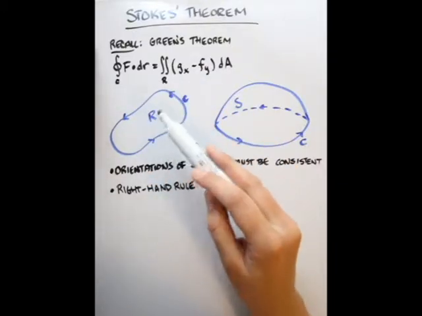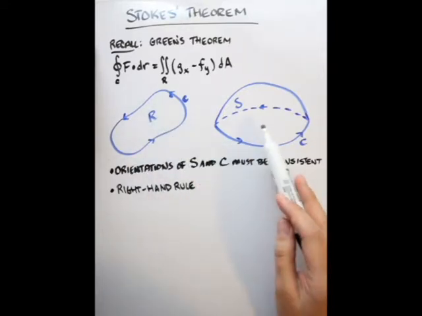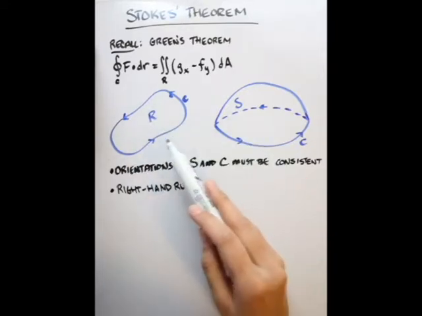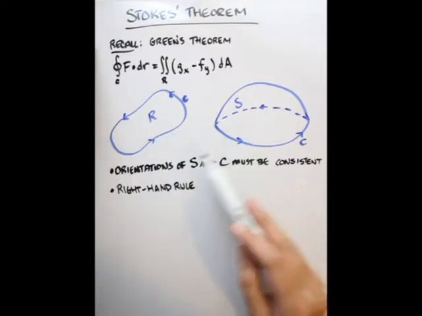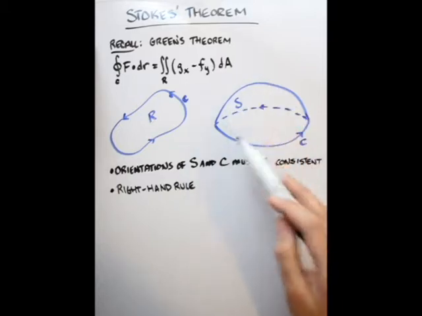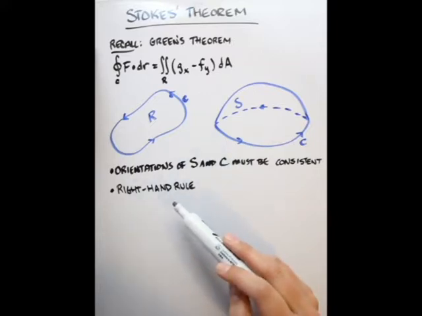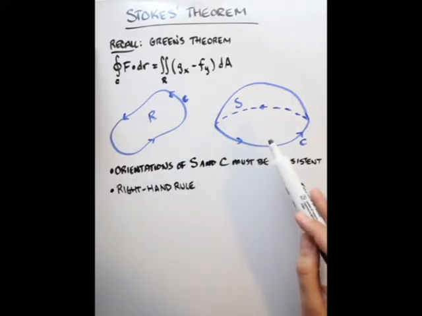What happens is our region R becomes an oriented surface in R3, and we have to maintain this orientation. The orientations of our surface S and our curve C must be consistent. And then we also need to use the right-hand rule to figure out our normal vectors to our surface.